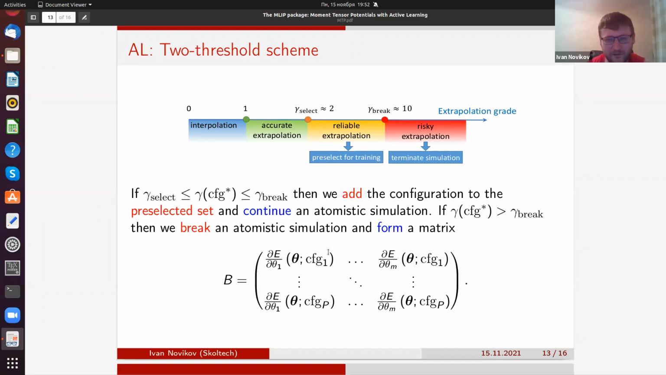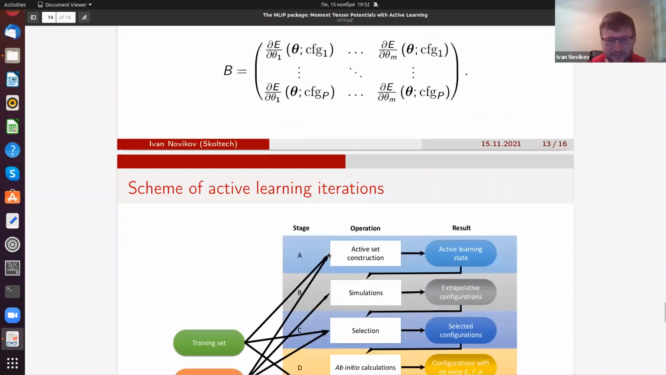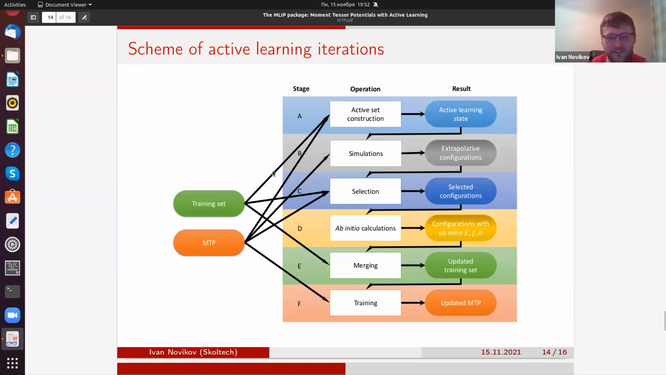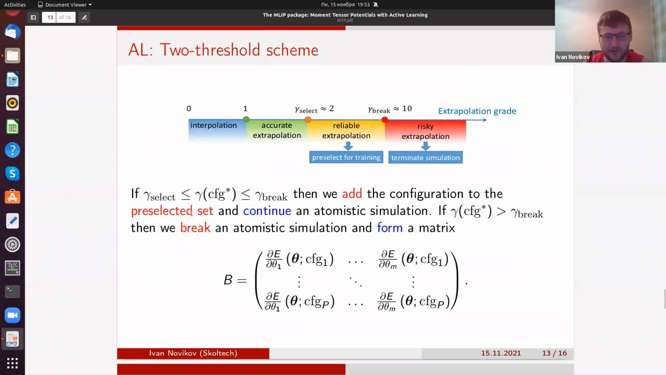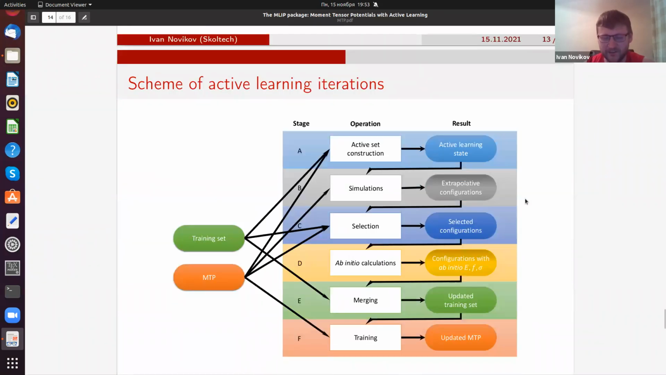So in this way, we recalculate active set. But it's better to show the scheme here. So again, we start with the initial training set, initial MTP. First, we construct active set, and we construct the so-called active learning state. I will show you in the tutorial what it is. Then we run molecular dynamic simulations. Then we collect the so-called extrapolative configurations, or probably I also call them preselected configurations, preselected set.